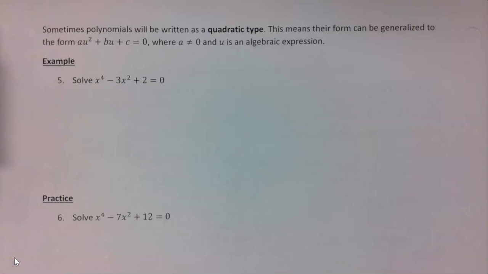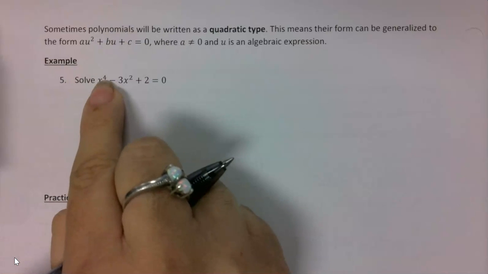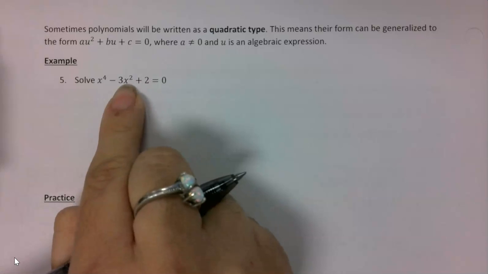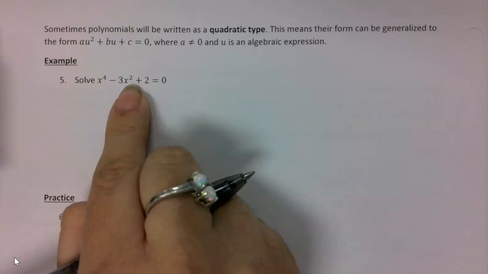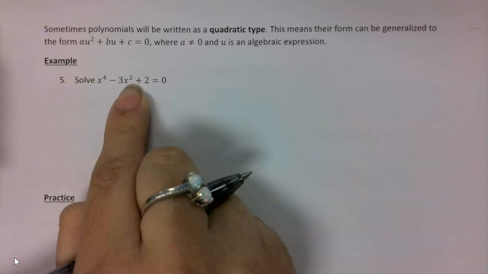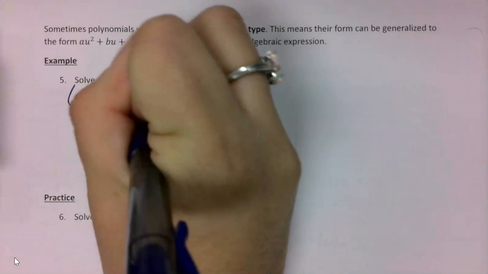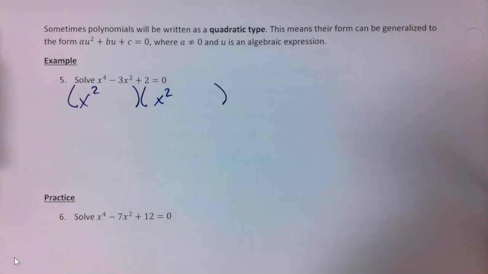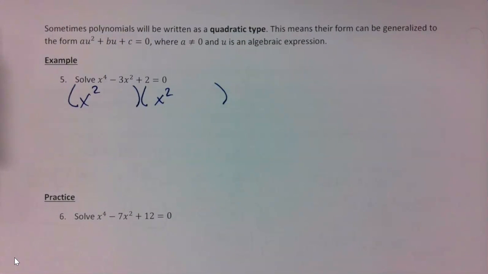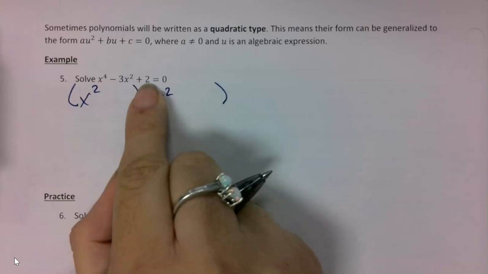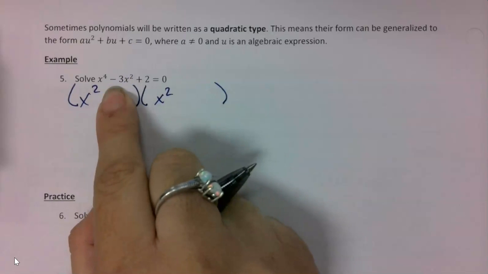Okay, so the last thing we have is that polynomials can be written like a quadratic. So notice my first term exponent is double my middle term exponent. It's kind of like how in a quadratic, the first term is squared and the middle term is just regular x. So what I do is I factor it like normal, kind of ignoring the exponents. When I factor it, each of my terms is going to have an x squared. I always take half of my leading exponent. And then I'm still looking for what multiplies to positive 2 and adds to negative 3.